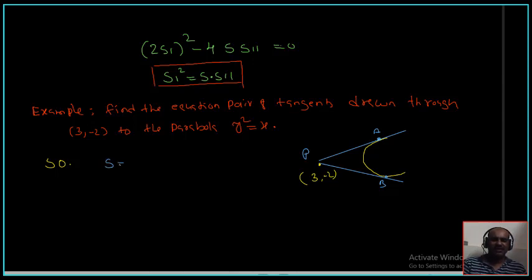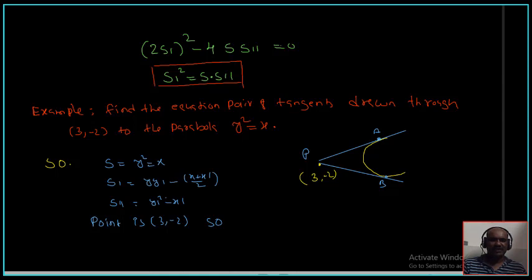What is S here? S is nothing but y square minus x. S1 means y y1 minus (x plus x1)/2, as I already explained. S11 means y1 square minus x1 in this problem. The point is (3, -2). There is no change in S. S1 is -2y minus (x plus 3)/2, or more generally -4y minus x minus 3 over 2. This is S1. S11: y1 square minus x1, that is 4 minus 3, which equals 1.